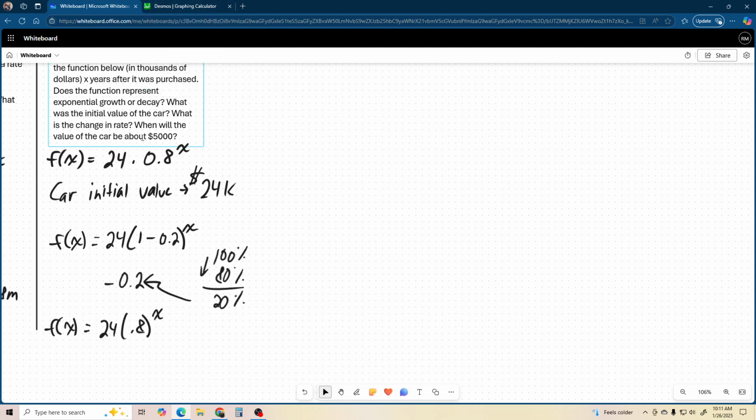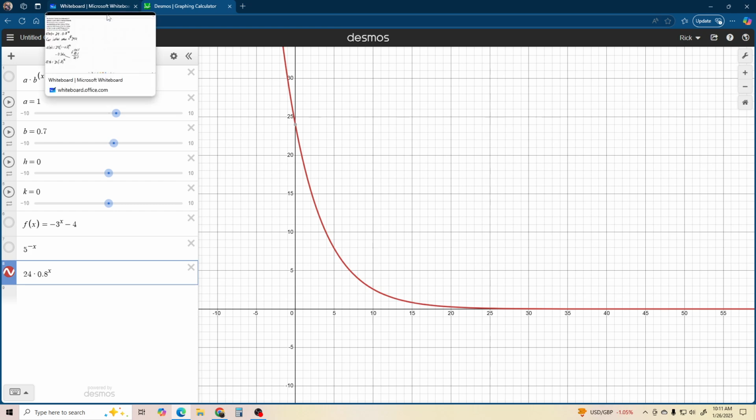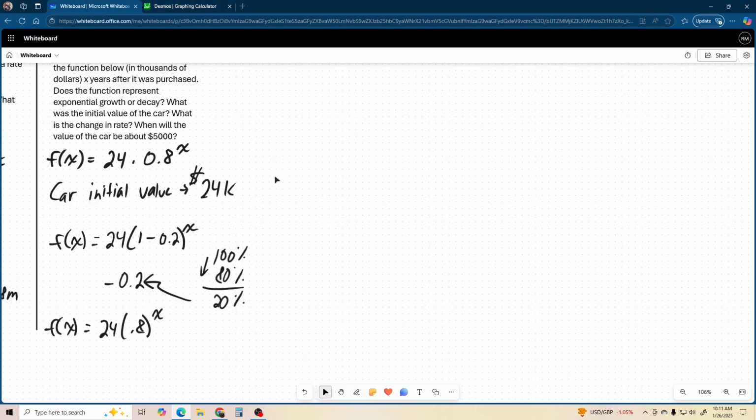In other words, when will the car be about 5 grand? Well, if we know that x is the number of years and y is the total value, we can say, okay, when is y 5 grand? In other words, 5, right? So if we look at 5, where is y 5? Somewhere around here. You could tell it's close to 7 years, right? It's very, very close to 7 years. So that's a good way of looking at the question. When will the value of the car be about 5 grand? Well, the car will be about 5 grand at 7 years.